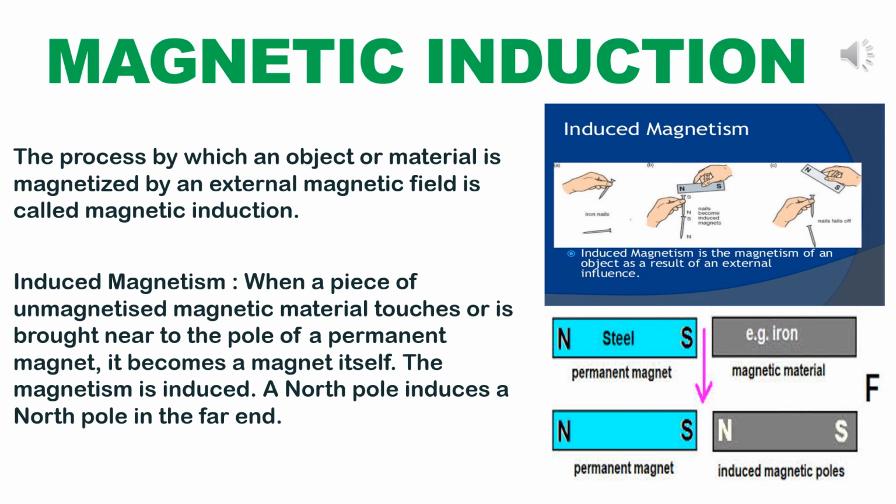So we find that when a magnetic substance is magnetized due to induction, opposite polarity is developed at the end of it which is nearest to the inducing pole, and similar polarity at the end furthest from the inducing pole.